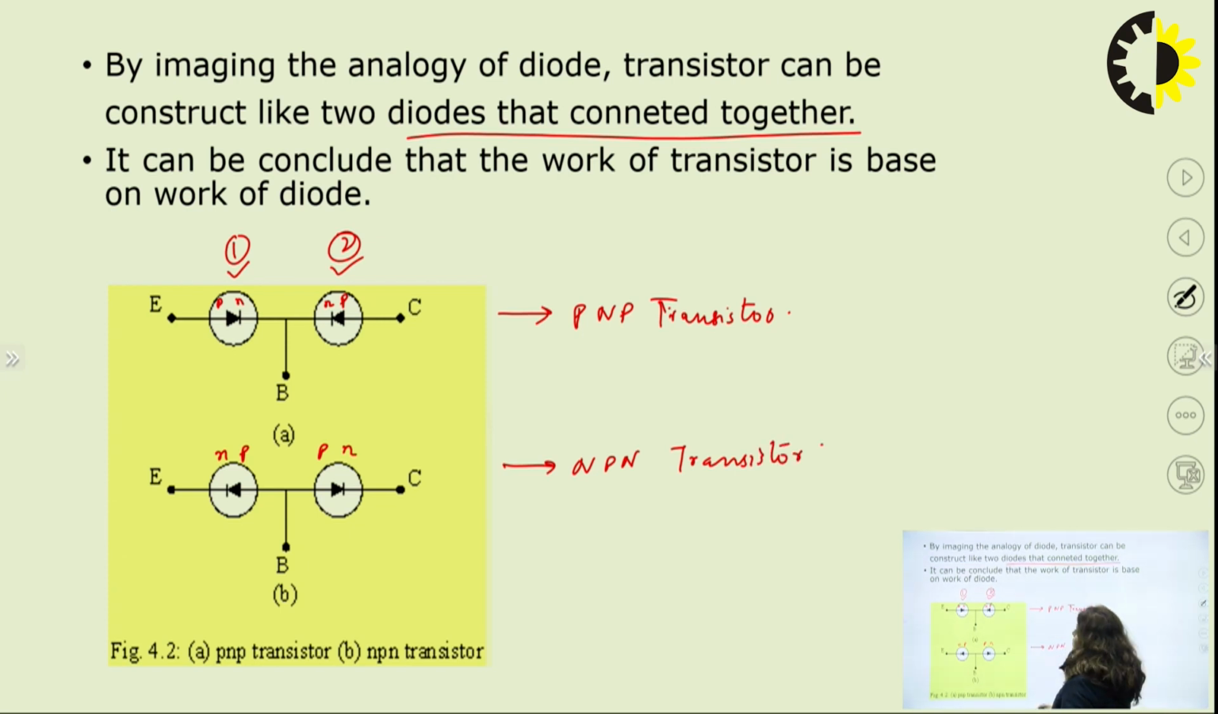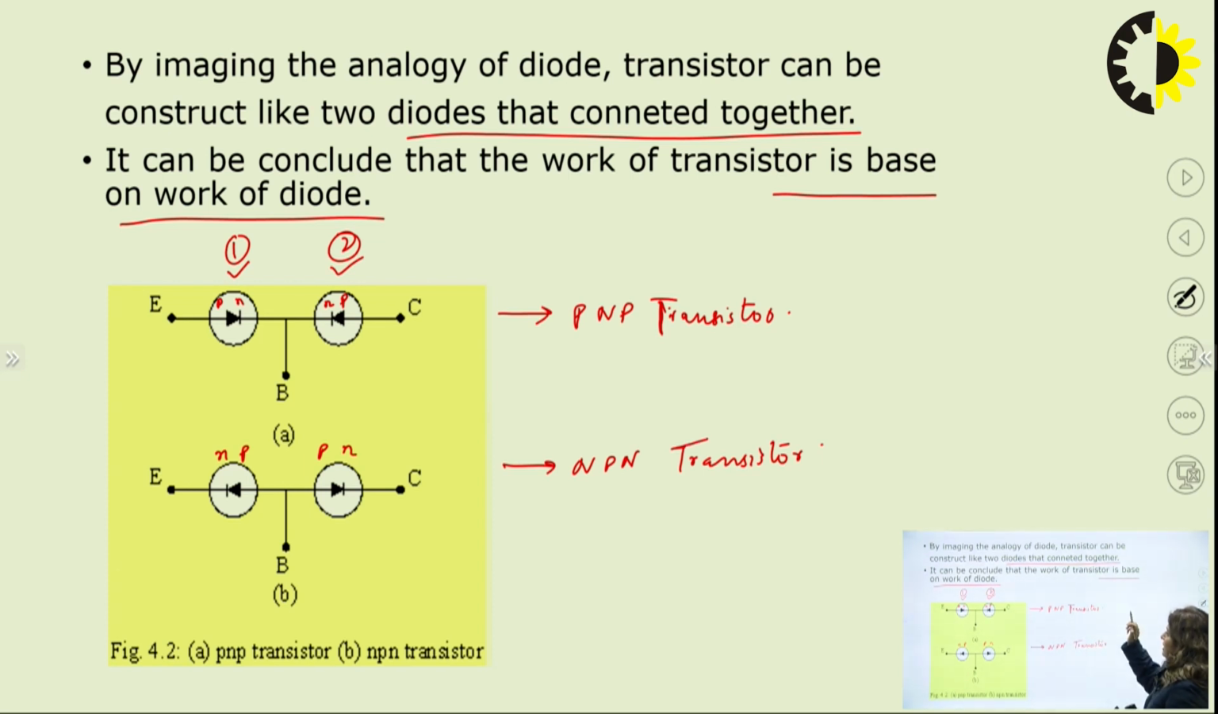So, it can be concluded that the working of the transistor is based on the working of the diode. The characteristic of the BJT is somewhat similar to a normal PN diode. Both these figures show how you can form a PNP transistor or how you can form an NPN transistor.